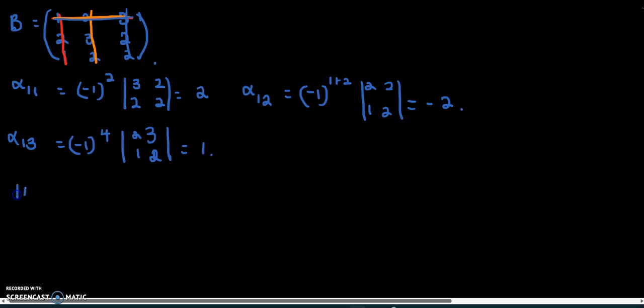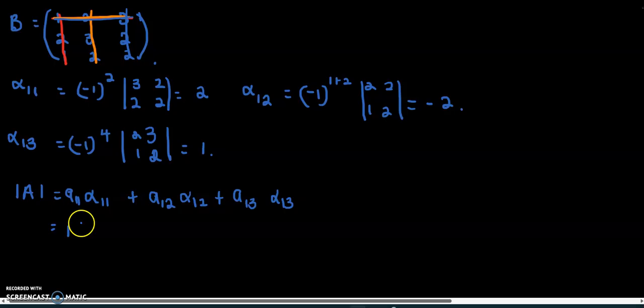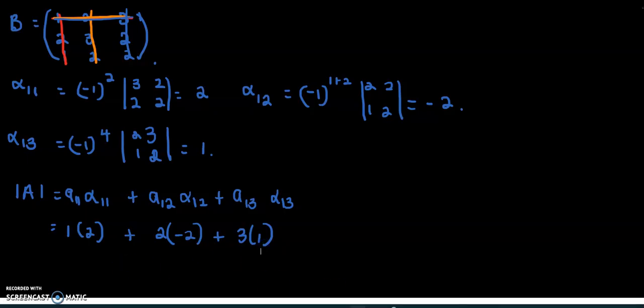So the determinant of B, again, is a11 alpha 1,1 plus a12 alpha 1,2 plus a13 alpha 1,3. And that is equal to 1 by 2 plus 2 by negative 2 plus 3 by 1, and that will give us 1. So that's 2 plus 3 is 5 minus 4 is 1.